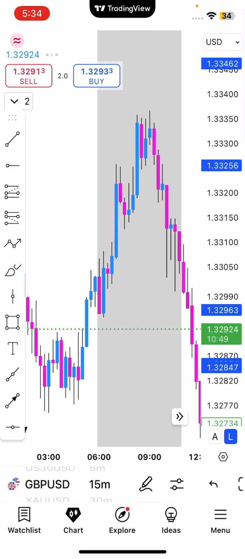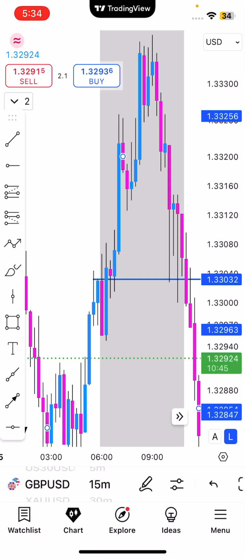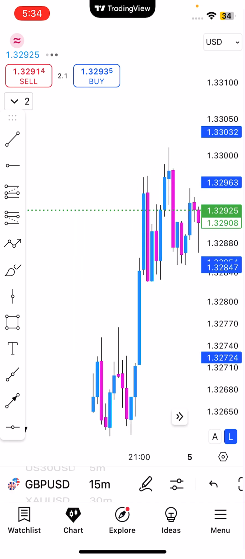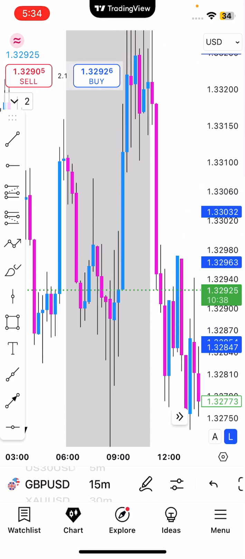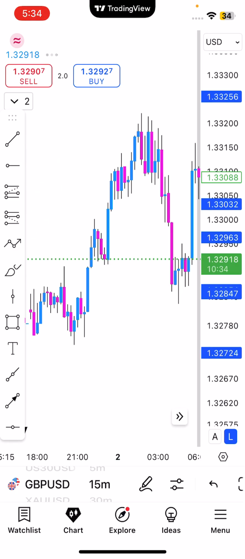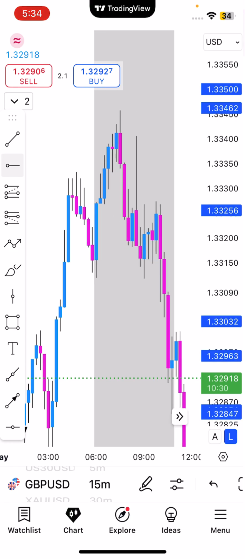Let's see here. Here's another one. Break and retest. Beautiful. Nice and clean. And let's see what else. This is GBP USD. I don't trade currencies, but I just want to show you guys that the principle and the concepts are all the same. It's all the same. Nothing changes, right?